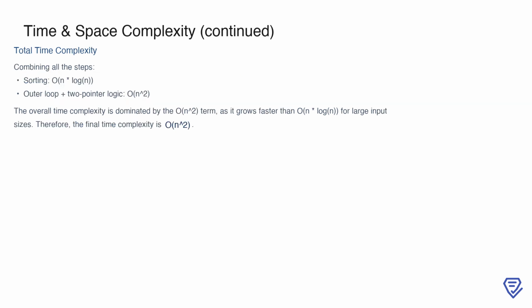Now, let's combine the complexities of the different steps to compute the total time complexity. Sorting the array contributes O(n log n), while the outer loop combined with the two-pointer logic contributes O(n squared). Since O(n squared) grows faster than O(n log n) as the input size increases, it dominates the total complexity. Thus, the overall time complexity of the algorithm is O(n squared). This indicates that, for large arrays, the two-pointer logic is the key driver of the algorithm's runtime.